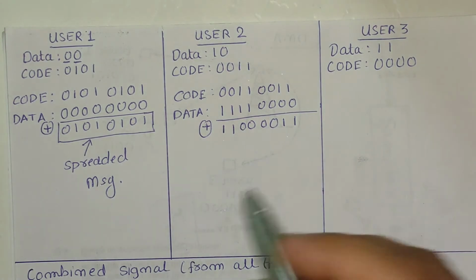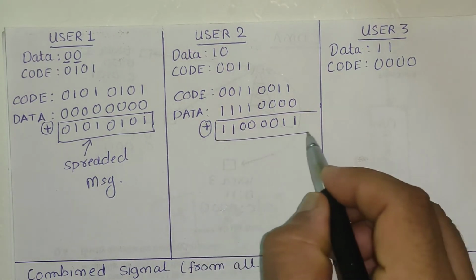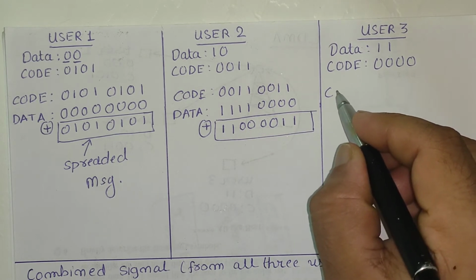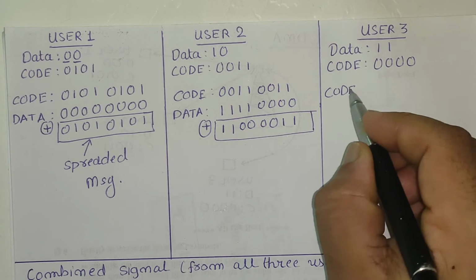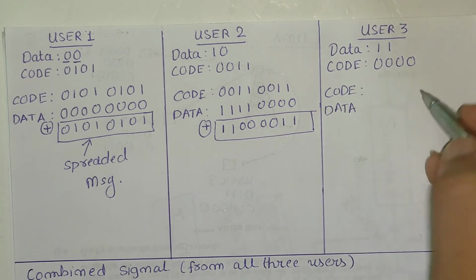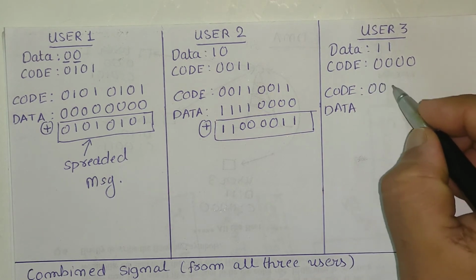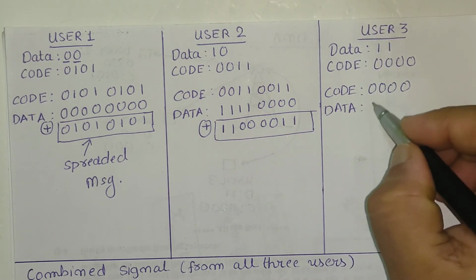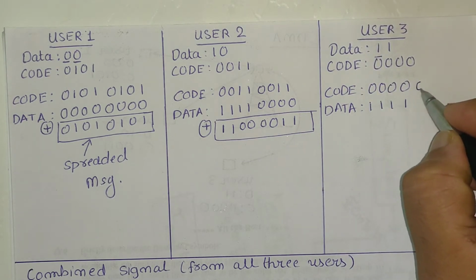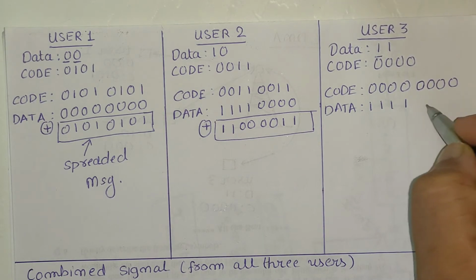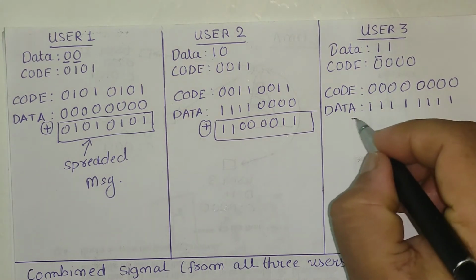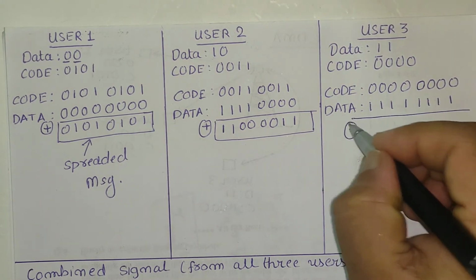This is the spreaded message for user number 2, and we are going to apply the same thing for user number 3. Let me write down the code and data very fast. The code is going to be 4 times 0, and the first bit of data is 1. I'm going to write down 1 four times, and repeat my code again, 0000, and take care of the second bit. This is how you can do it, and then we apply the XOR operation.